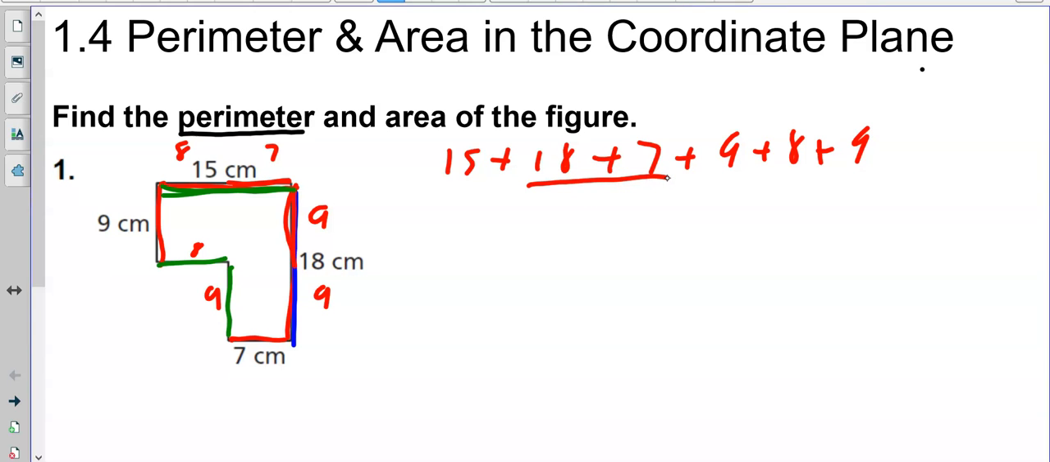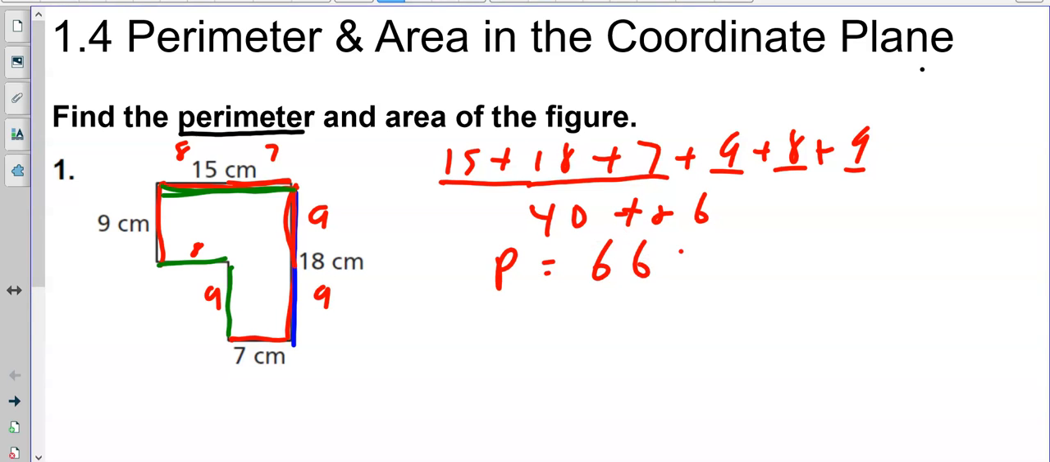7 plus 18 is 25. 25 plus 15 is 40. Just doing a little mental math in my head. 9 and 9 is 18. 18 plus 8 is 26. And therefore, the perimeter is 40 plus 26, which is 66 centimeters.